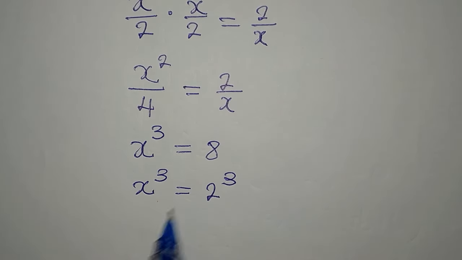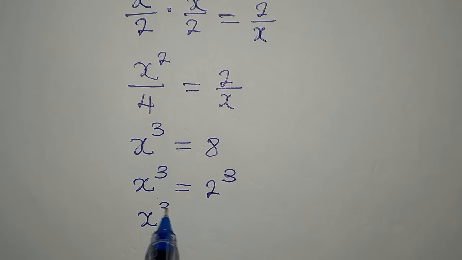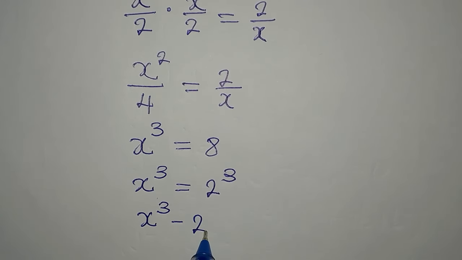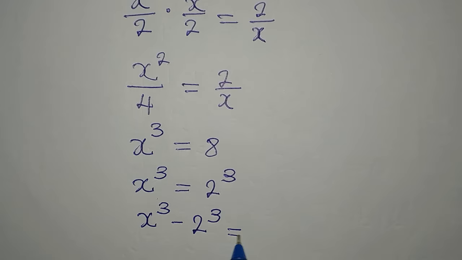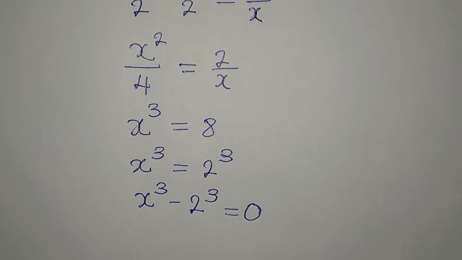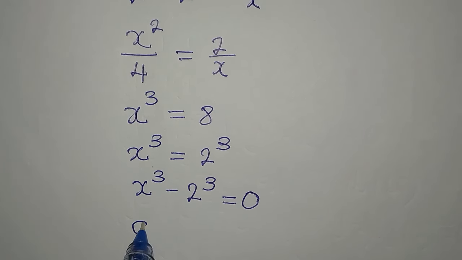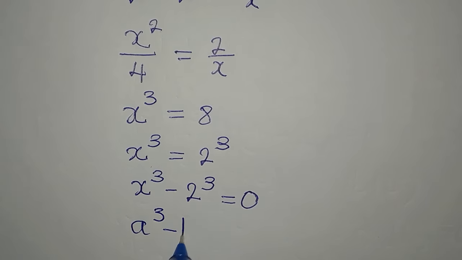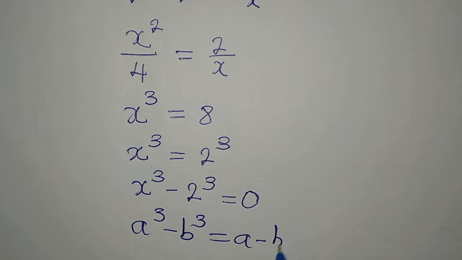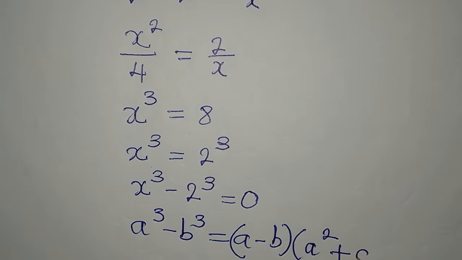Now bring this to the left so that we have x to the power of 3 minus 2 to the power of 3 equals 0. And then if we proceed with this, we're going to have a difference of two cubes. If there is a cube minus b cube, this is better written as a minus b multiplied by a squared plus ab plus b squared.